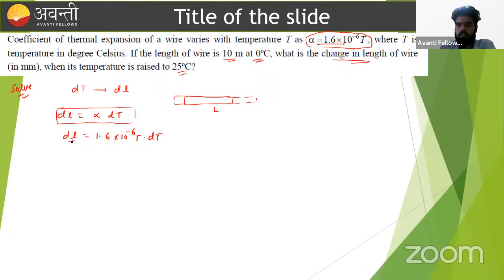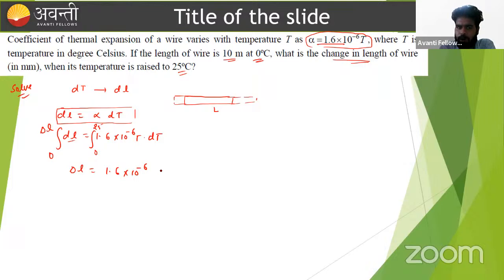So this is the small length. We have to calculate the large length. Then what we have to do? We have to integrate. Okay, what is the initial change in length? Say initial change in length is 0 at 0 degree Celsius, and final we can say is delta L. Okay, and what is the final temperature? 25 degrees Celsius. What is the integration here? Delta L equals 1.6 into 10 raised to power minus 6, and the integration of t dt is t square by 2.